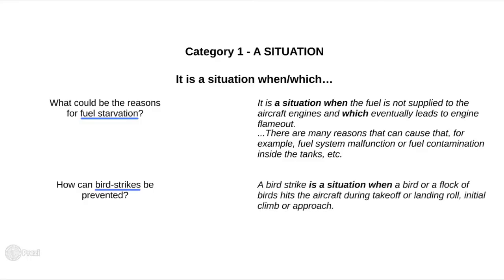A bird strike is a situation when a bird or a flock of birds hits the aircraft during the takeoff or landing roll, initial climb or approach. And then continue saying, for example, so there are several techniques that pilots might use to avoid it, and so on. Similarly, a ton of questions falls under this category. What actions should be taken in case of pilot incapacitation?